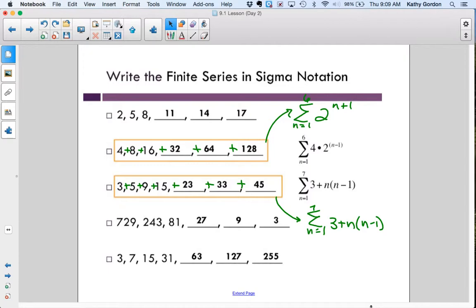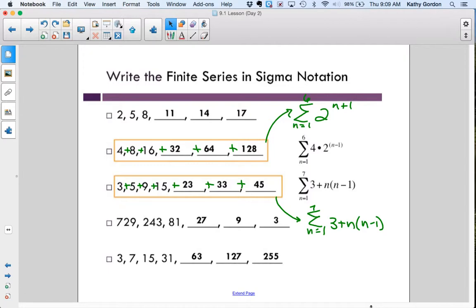So we talked about this last class, the fact that there's oftentimes more than one way to come up with what the pattern is, or more than one way to come up with what the function might be to represent that pattern. That's the case here. The 4 times 2 to the n minus 1 power is just another way of representing the same thing that's going on.